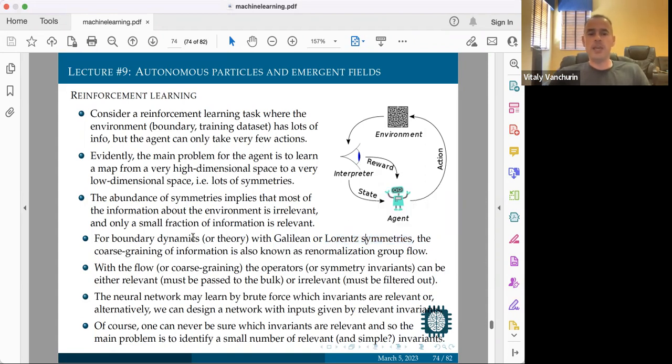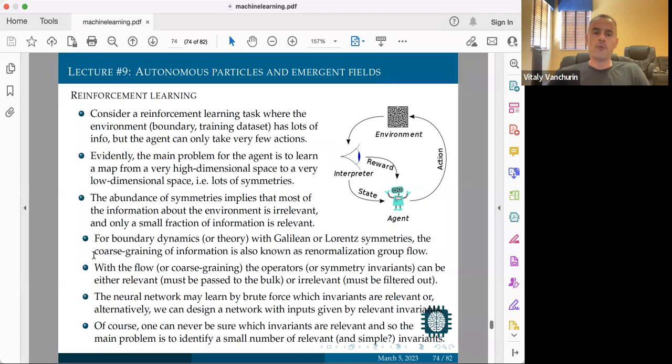Now, the identification of symmetries, you can think about as a coarse graining of information. So yes, there is a lot of information about the environment. Lots of it is irrelevant. So you call those irrelevant directions symmetry directions. You coarse grain over them, and then whatever is left is the relevant information, information that you would be using for training your neural network.